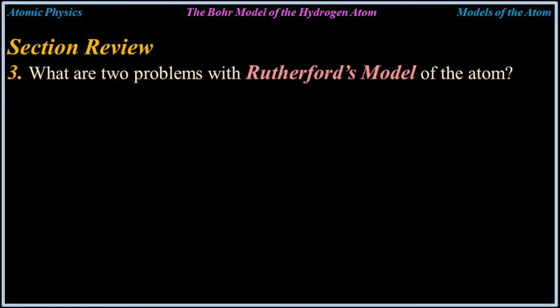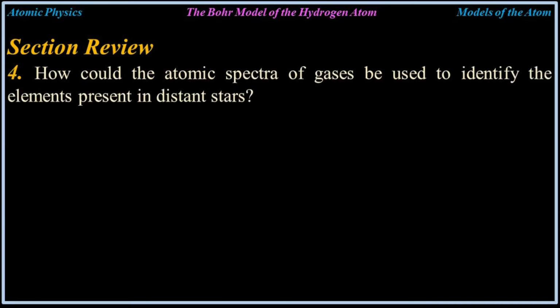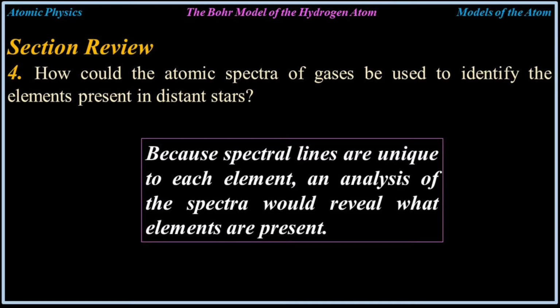What are two problems with Rutherford's model of the atom? It predicted an unstable atom, and it couldn't explain spectral lines. How could the atomic spectra of gases be used to identify the elements present in distant stars? Because spectral lines are unique to each element, an analysis of the spectra would reveal what elements are present.